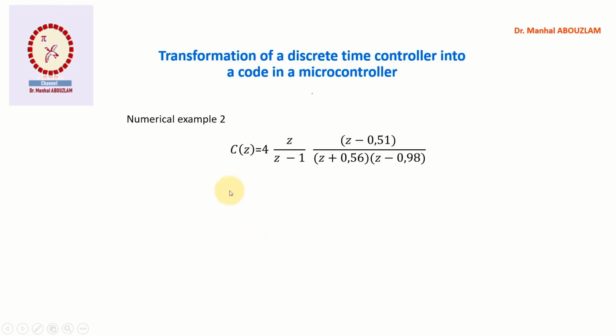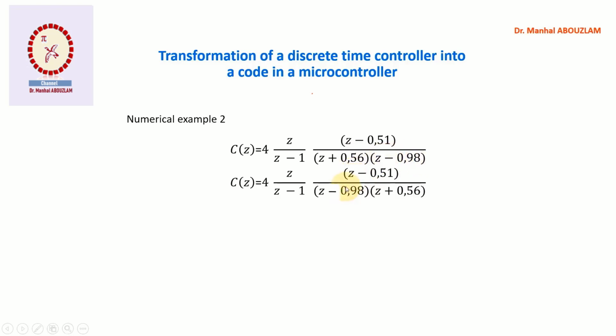Let's take another numerical example. We have here just a polynomial of degree 1, and for the denominator we have two polynomials of degree 1. For the numerator, there is nothing to arrange because we have just one polynomial. Now for the denominator, we have two polynomials. We can observe the modulus of this pole is higher than the modulus of this pole. So we will put this polynomial first.